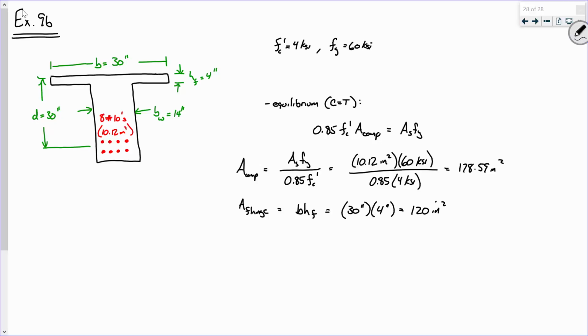Does that make sense? Okay, so in this instance, it's the flip side. We don't have enough area in our flange to provide all of the required compressive stress. So in this case, we're dealing with what's called a true T-beam. In other words, if I look at the stress block, more than likely it looks something about like this, right? Make sense? So in this instance, we are dealing with a true T-beam.